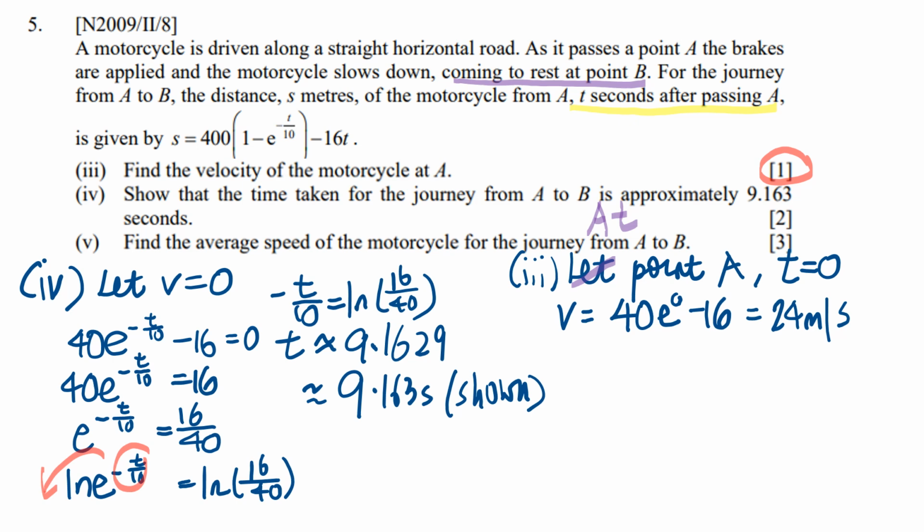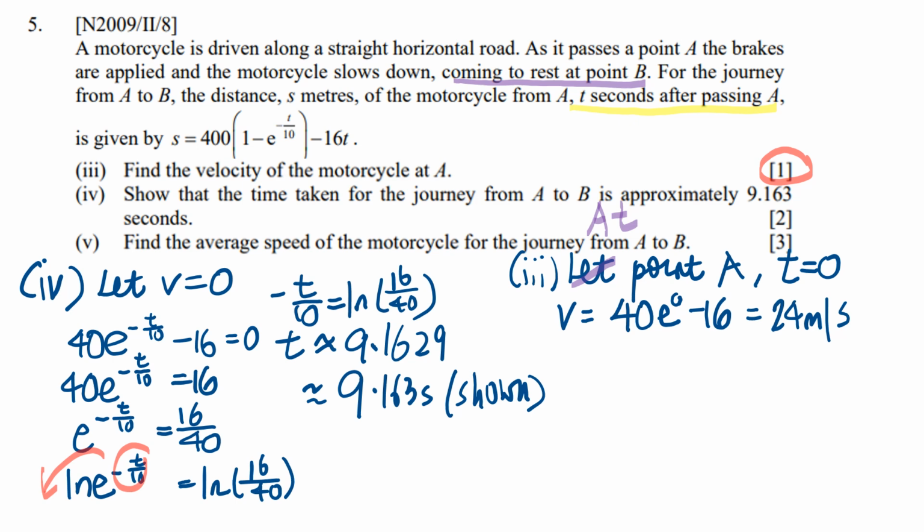So part 5, we need to find the average speed. To find average speed means we need to find the total distance traveled. And here we're very lucky. Why? Because from A to B there are no other turning points at all. That means this motorcycle actually traveled in a straight road all the way from A to B. Only at B does it slow down and stop. At B is when velocity goes to 0.